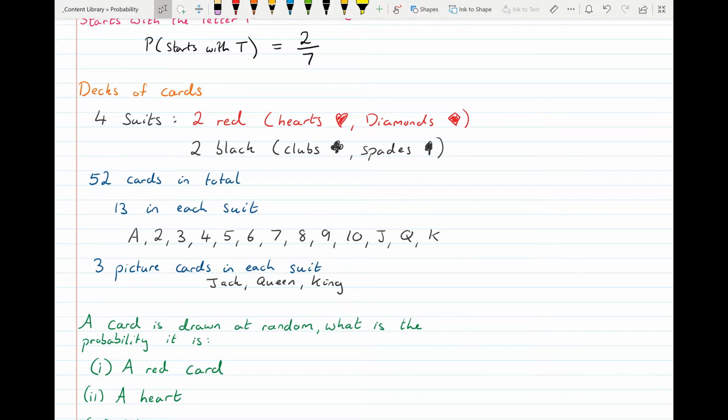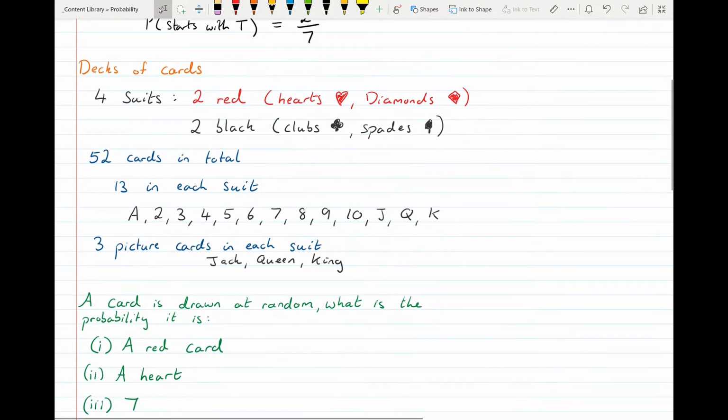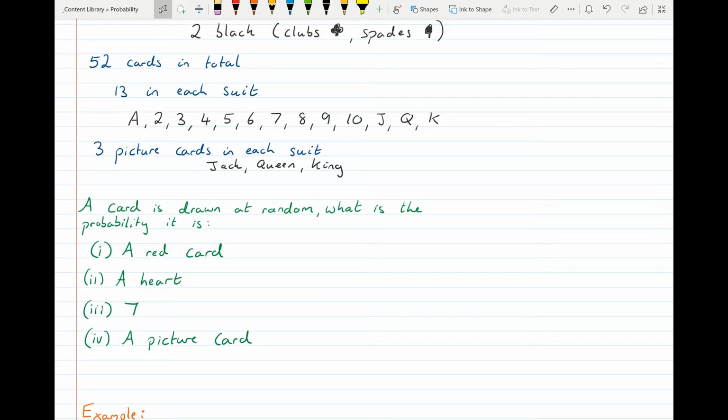In each suit, there are 13 cards, and they go ace, 2, 3, 4, 5, 6, 7, 8, 9, 10, jack, queen, king. There are 3 picture cards in each suit, so the jack, the queen, and the king are known as picture cards because they have a picture of a person on them. These cards can be used a lot in probability. So let's look at a question maybe. A card is drawn at random. What is the probability that it is a red card?